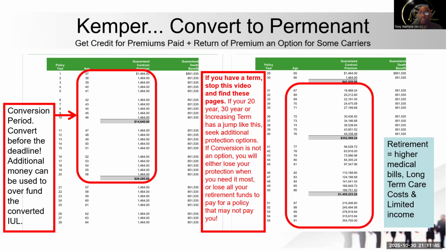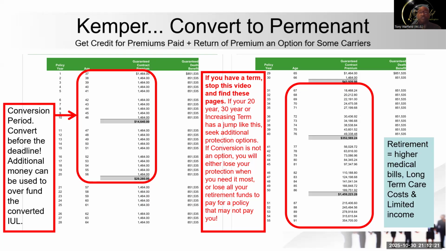And when your term policy expires at age 66 and you need additional monies at 67, your premium goes from 1464 up to $18,468 in this particular scenario. So I don't care which carrier you're with, no matter how great they are, if you have a term policy that terms out and you try to renew it when you're much older and much sicker, it's going to be much more expensive. It doesn't matter who the carrier is.